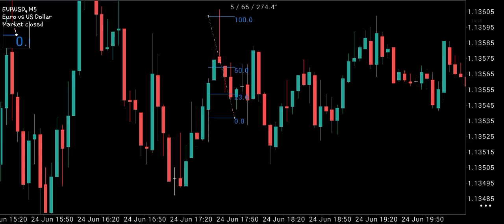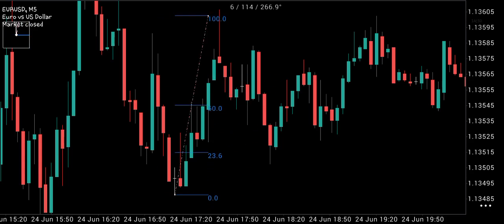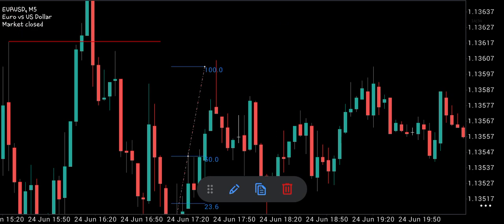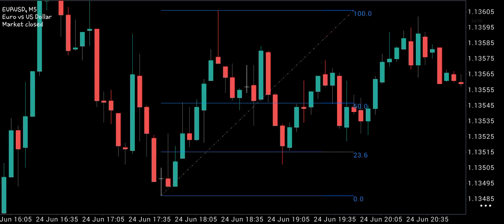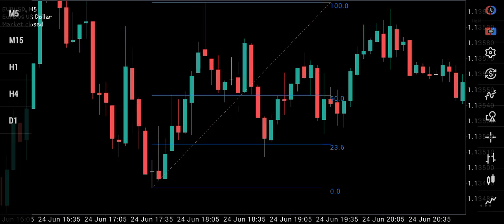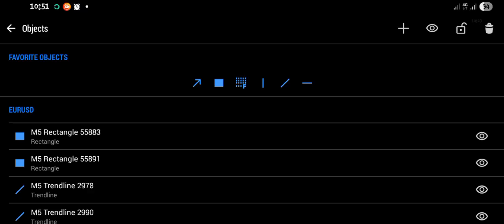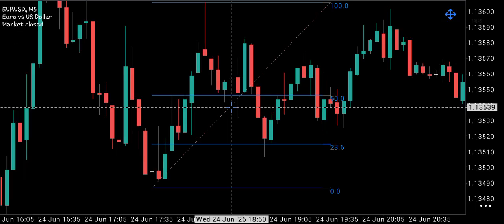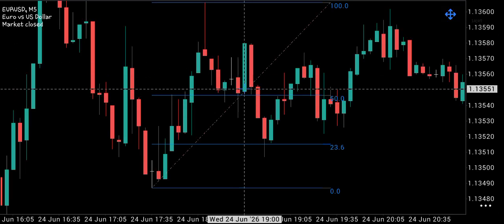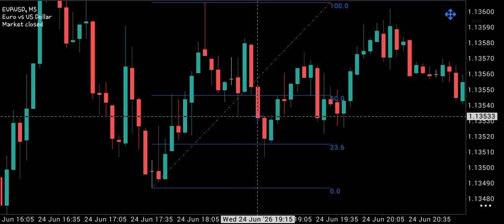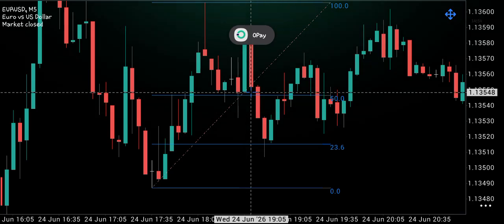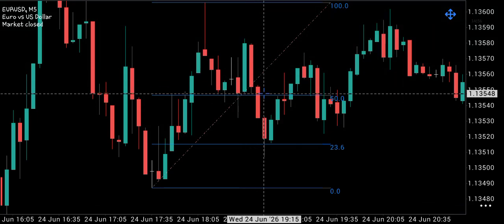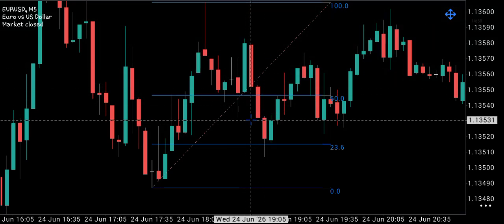You will make sure that the zero part is on the lower part, that's if you are buying, and the 100% should be on the higher point. Now what you do is wait for price to get into this lower level, for price to touch or break or pass this 50% mark and close below it.